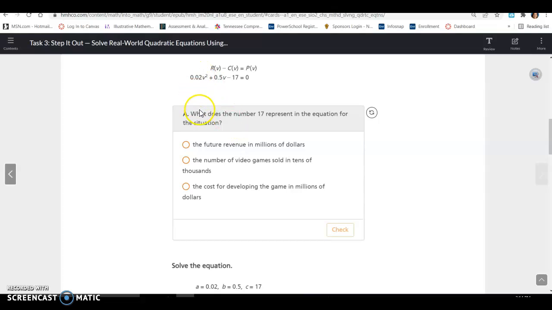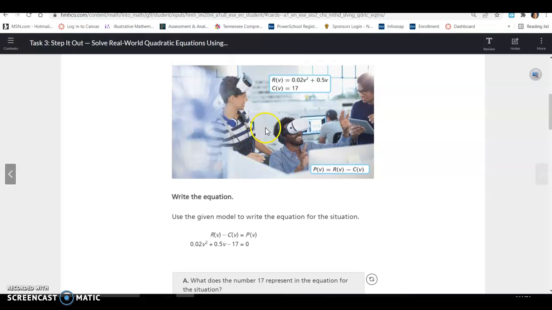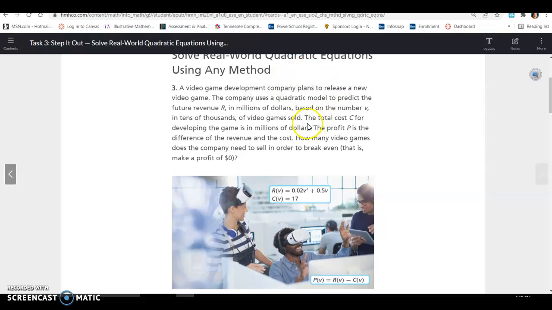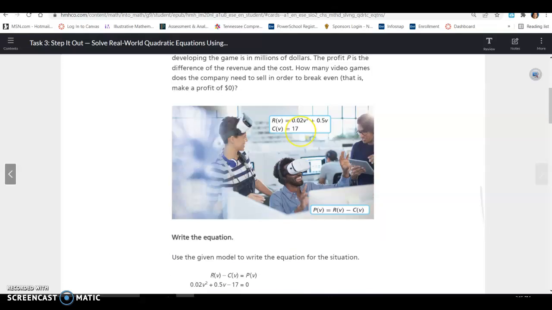All right, so it says, what does the number 17 represent in the equation for the situation? The future revenue in millions of dollars, so it doesn't represent revenue. The number of video games sold in tens of thousands. The cost of developing the game in millions of dollars. All right, so again, C of V is the cost of developing the game. So C of V here was the cost. And if you go back up here, it says the total cost, C, of developing games in millions of dollars.